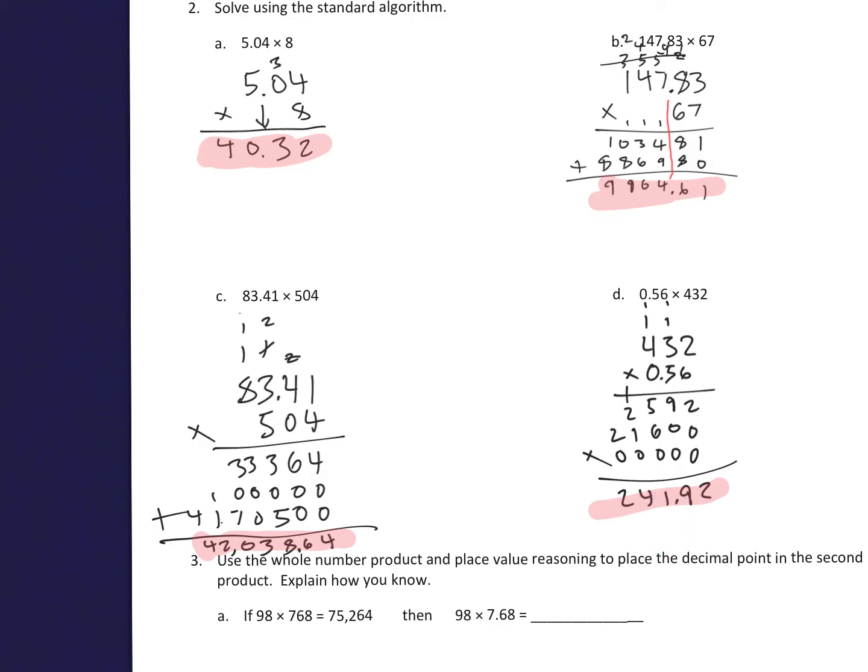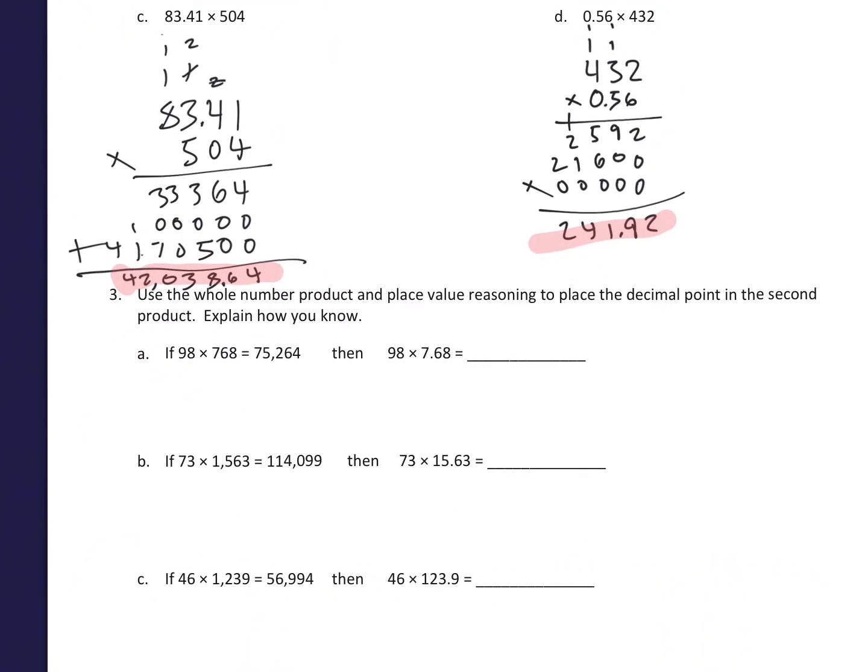When you times a whole number by a number that's less than 1, your answer is actually going to get smaller than the number, right? 0.5 is almost half. It's a little more than half. 241 is a little bit more than half of 432. Just a cool little observation to make. So let's go ahead and move on to 3.